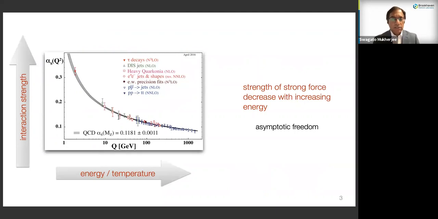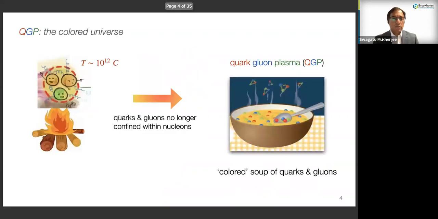But as energy or temperature increases, the interaction strength of the strong force gets weaker and weaker, and eventually in a very high energy, infinite energy limit, the matter becomes free. This is known as asymptotic freedom. So if you heat up matter to a very high temperature, like 1 billion degrees Celsius, then quarks and gluons no longer remain confined within the protons or the nucleons. And what comes out, or what you find, is a colored soup of quarks and gluons. This is known as the quark-gluon plasma.